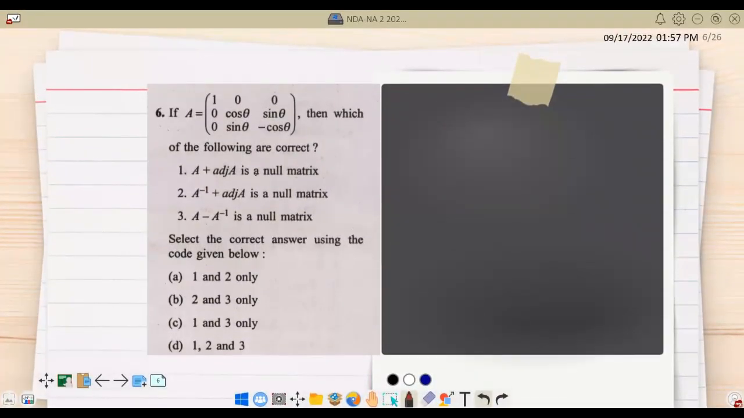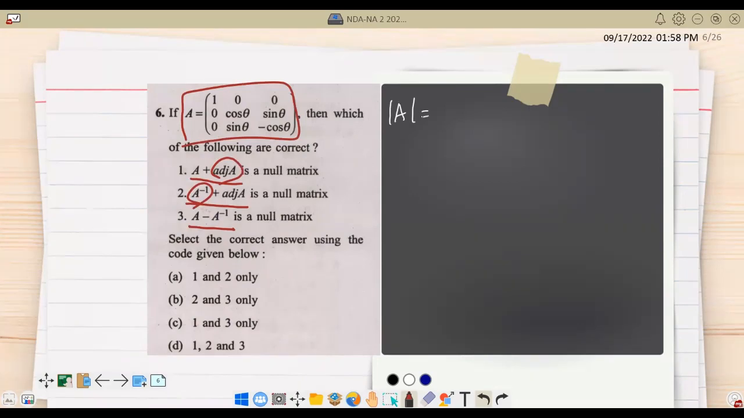So the answer is option A. In this question, they have given the A matrix and they have given some statements about the A matrix. First statement is A plus Aj is a null matrix, second statement is A inverse plus Aj is a null matrix, and third statement is A minus A inverse is a null matrix. So we have to find Aj and then A inverse.